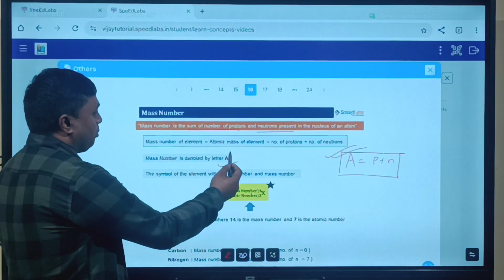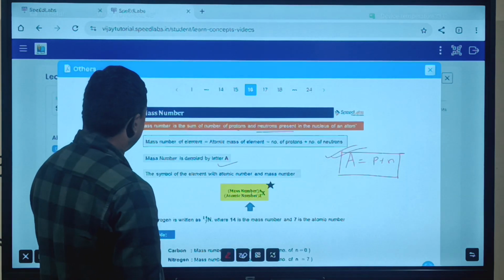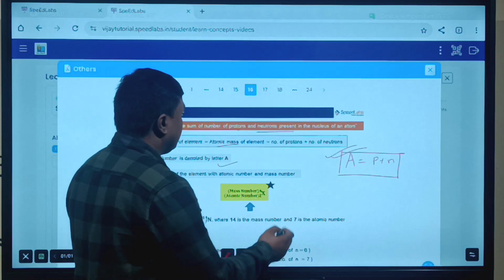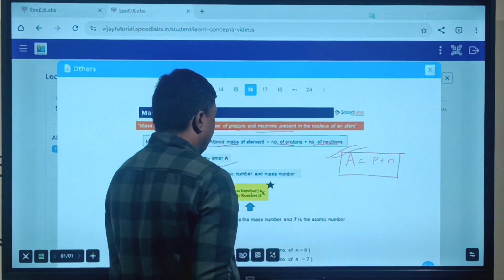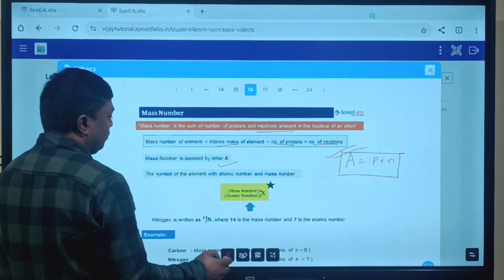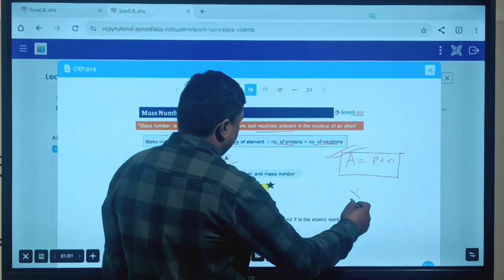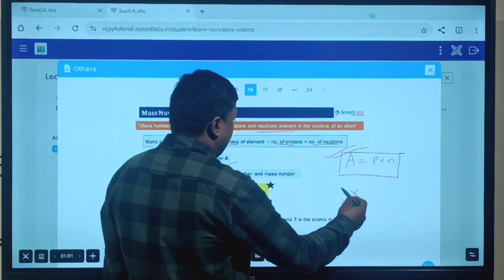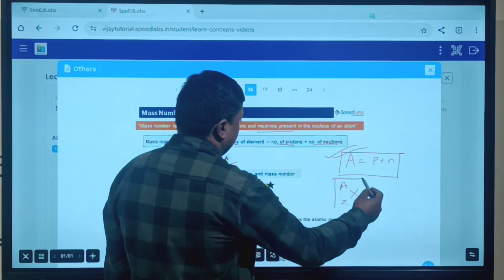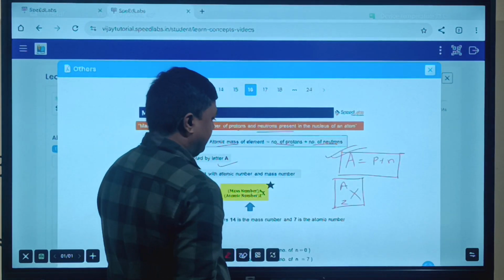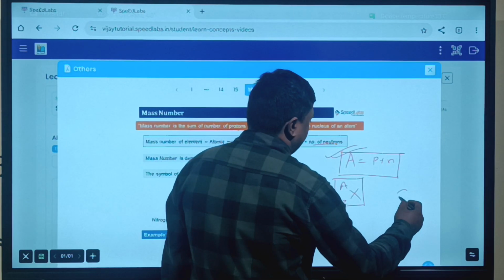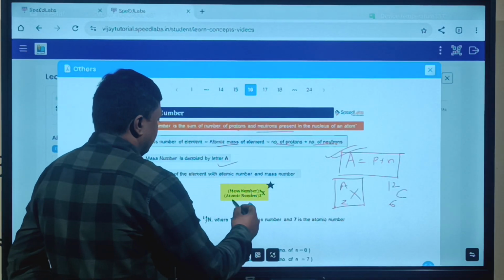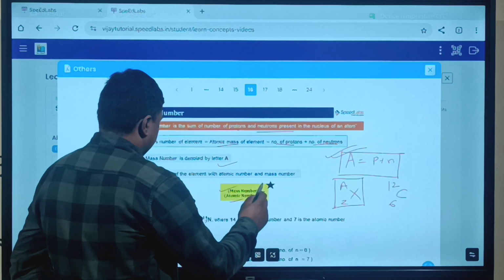So the mass number of an element is equal to the number of protons plus the number of neutrons. For any atom X, we generally write the atomic number on the bottom left-hand side, and the mass number on the top left-hand side. For example, in the carbon atom, atomic number is 6, mass number is 12. So here Z is the atomic number and A is the mass number.